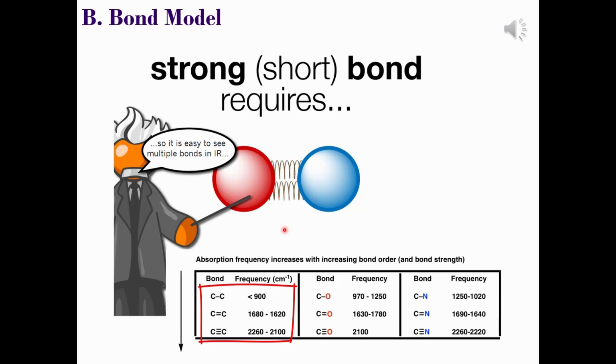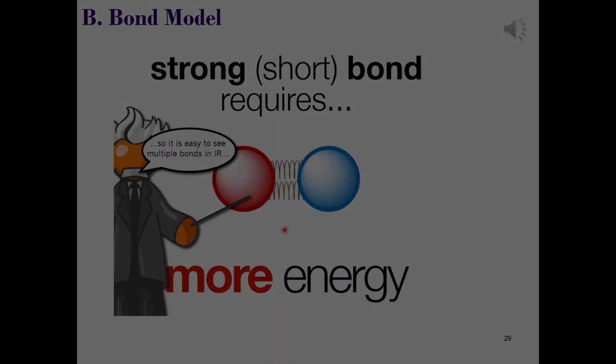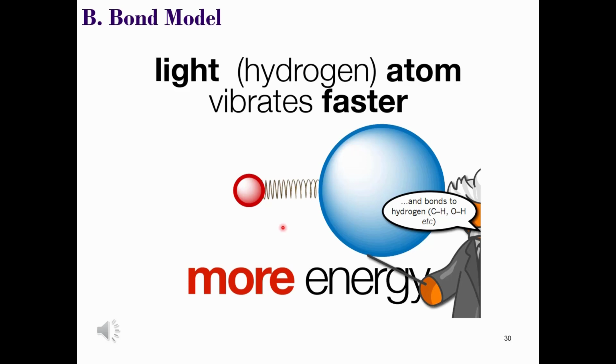Of course, we have to compare like for like. So in this case, our two atoms would have to be of a similar size. But speaking of which, the other factor that affects the vibration of the spring will be the two masses that are attached to either end. And so a lighter atom is going to vibrate much faster if it is connected to a heavier atom.